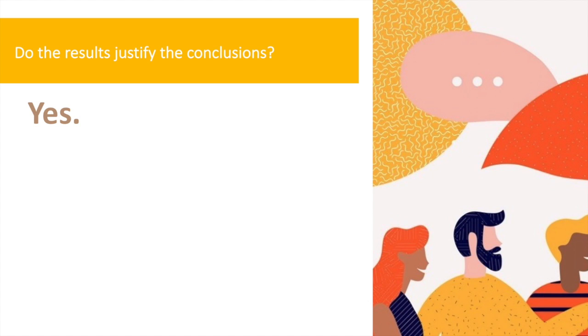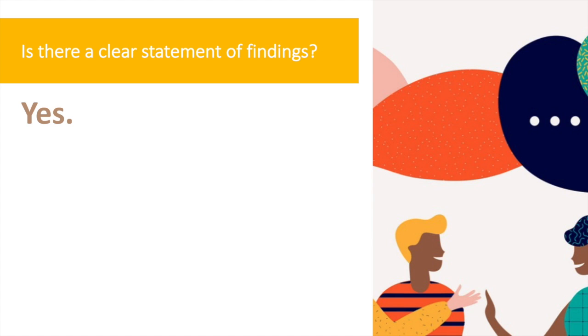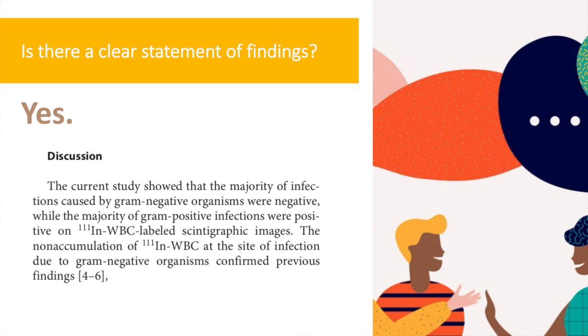Do the results justify the conclusions? Yes, and as we can see in the conclusion of the article, it mentions that the majority of gram-positive infected rabbits were actually showing high accumulation of the indium-labeled white blood cells. However, in most of the gram-negative infected rabbits, minimal or no accumulation was seen. Is there a clear statement of findings? Yes. In the discussion part, we can see that the current study showed that the majority of infections caused by gram-negative organisms were negative, while the majority of gram-positive infections were positive in the indium-labeled white blood cells.